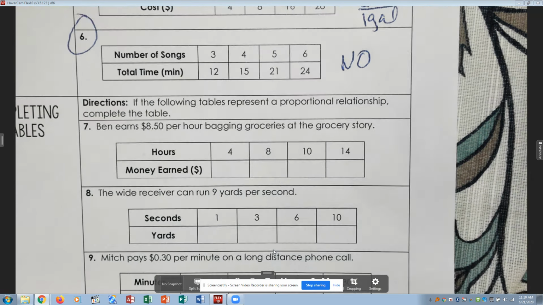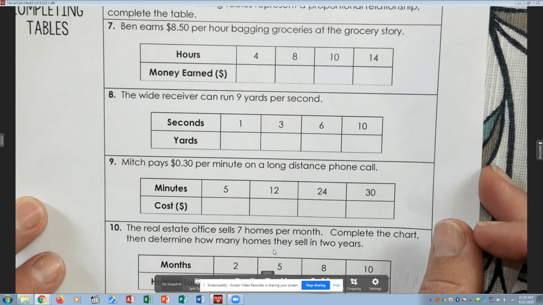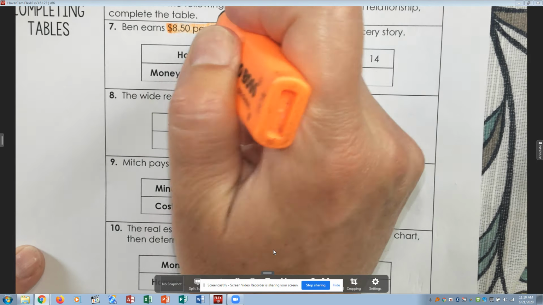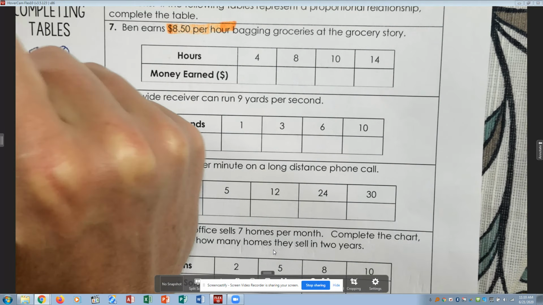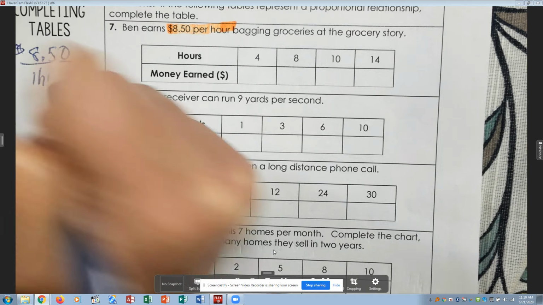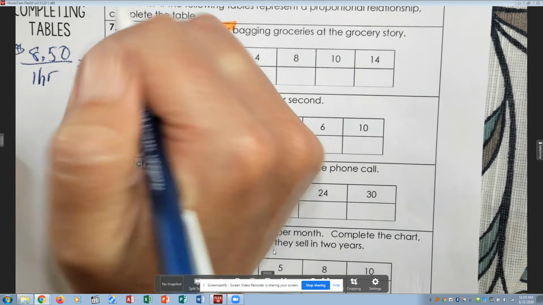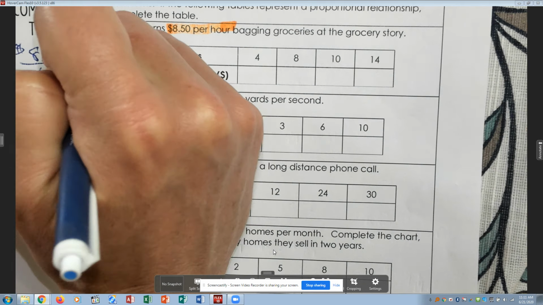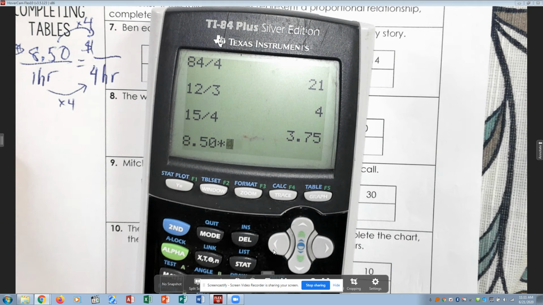Okay, so now how do we create tables? You analyzed tables, but now what we want to do is create tables. So Ben earns $8.50 per hour. That means that is the unit rate. So if he's making $8.50 in 1 hour, how much is he going to make in 4 hours? This is a proportion, okay? So times 4, times 4. $8.50 times 4 is $34.